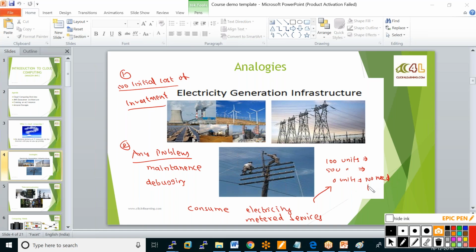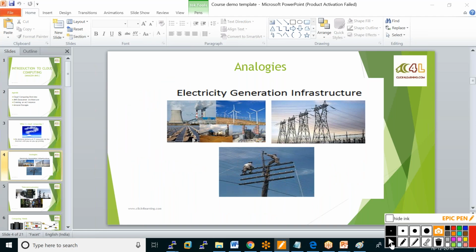So here, according to my consumption, I need to pay for that without investing anything to establish the infra and without worrying about the maintenance and monitoring activity. So similar to that of electricity. Let me take another analogy.